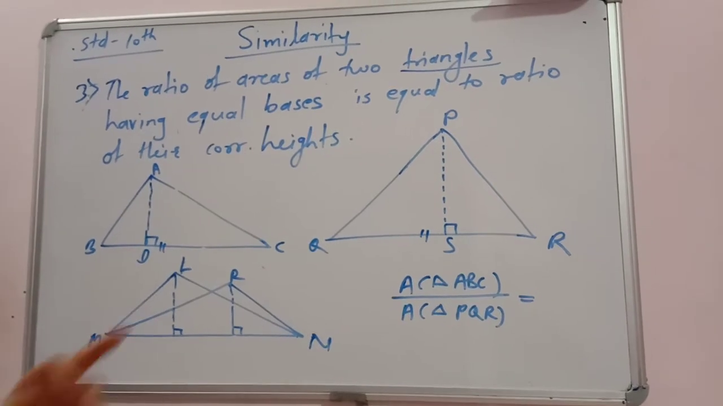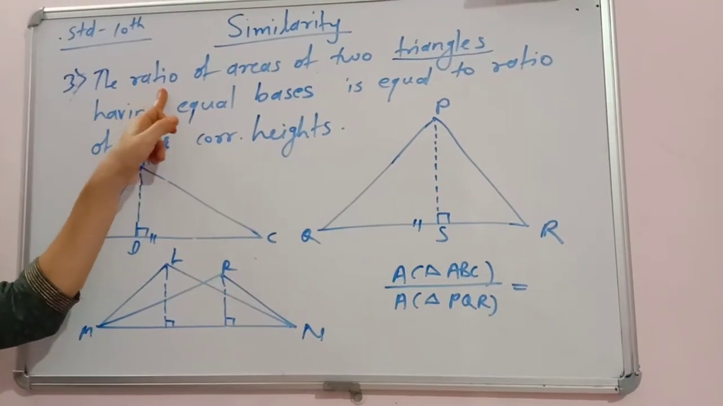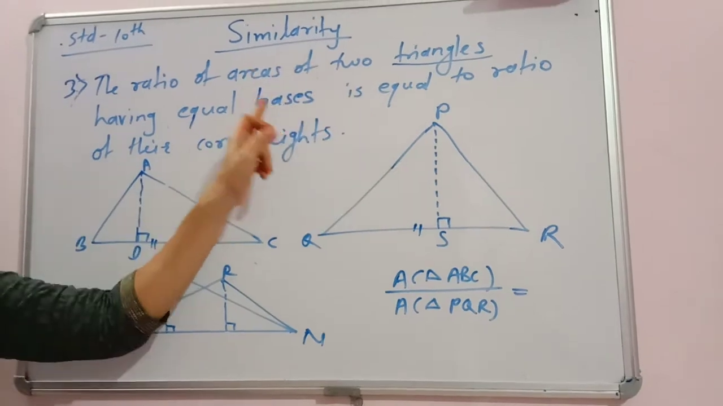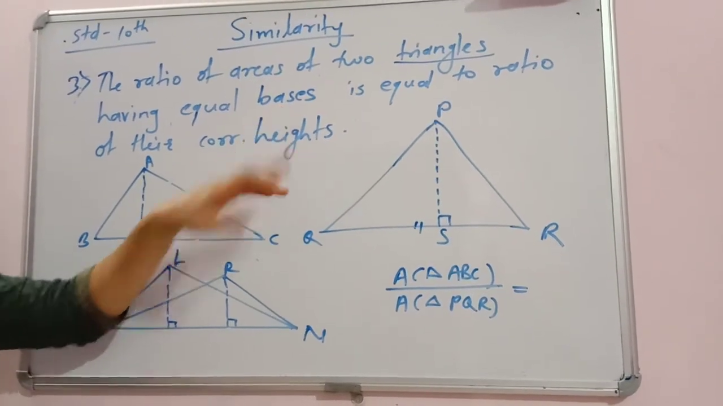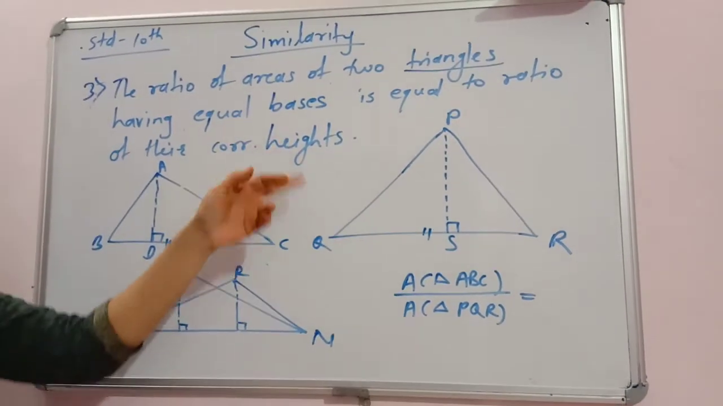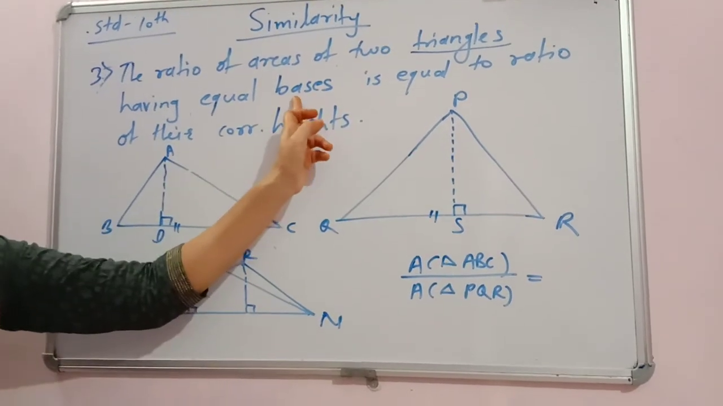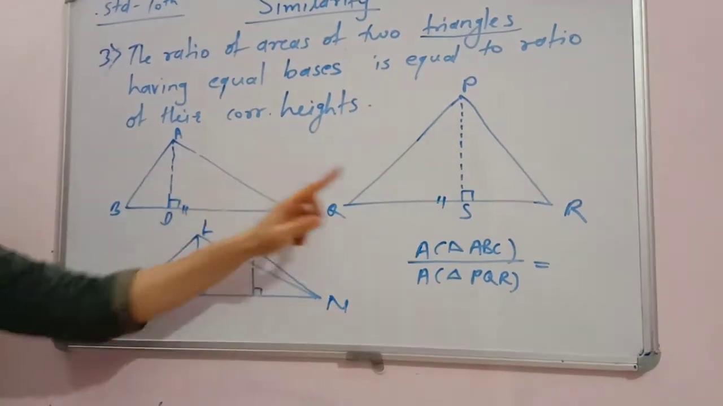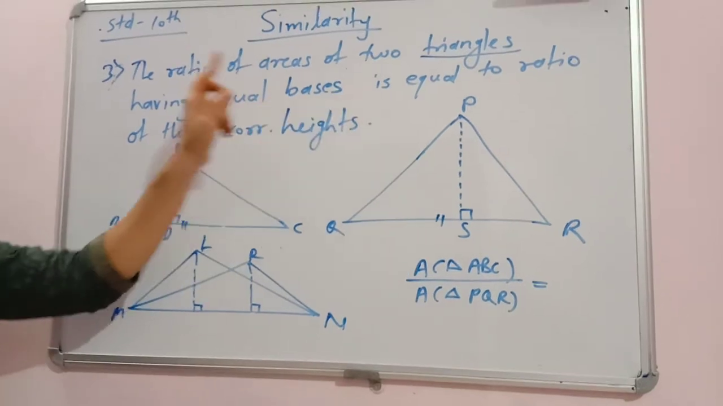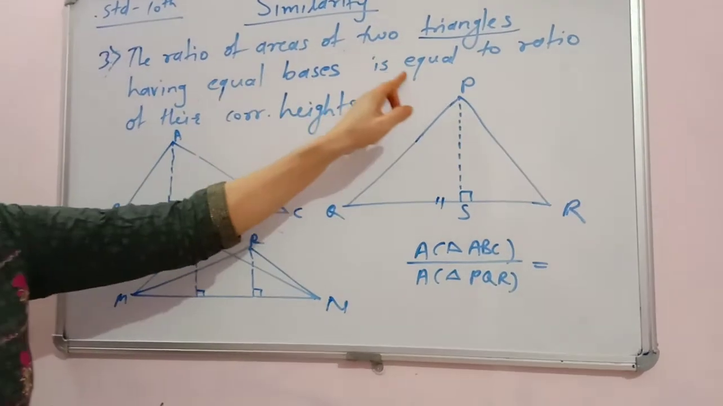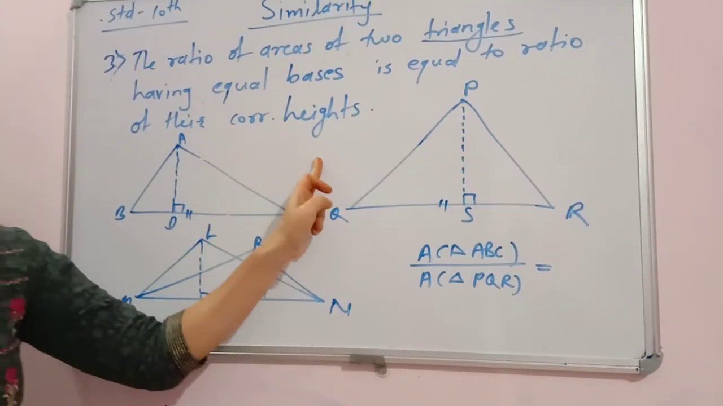Now, the third property, that is when two triangles have equal bases. In the property before, we took the triangles which have equal heights. Now we have taken the triangles which have equal bases. Then the ratio of their areas is equal to the ratio of their corresponding heights.